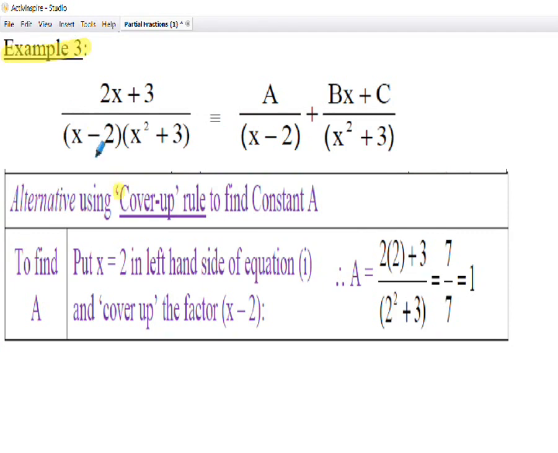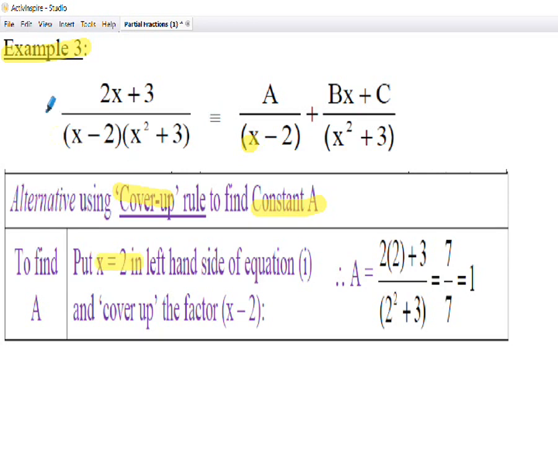I'm going to use the Coverup rule here to find constant a. Don't forget, the Coverup rule can only find linear factor constants or the highest power of repeated linear factor, so I can only use it to find constant a in this problem. To find constant a, I need to say what value of x do I need to make the bracket go to 0. Well, x needs to be equal to 2.